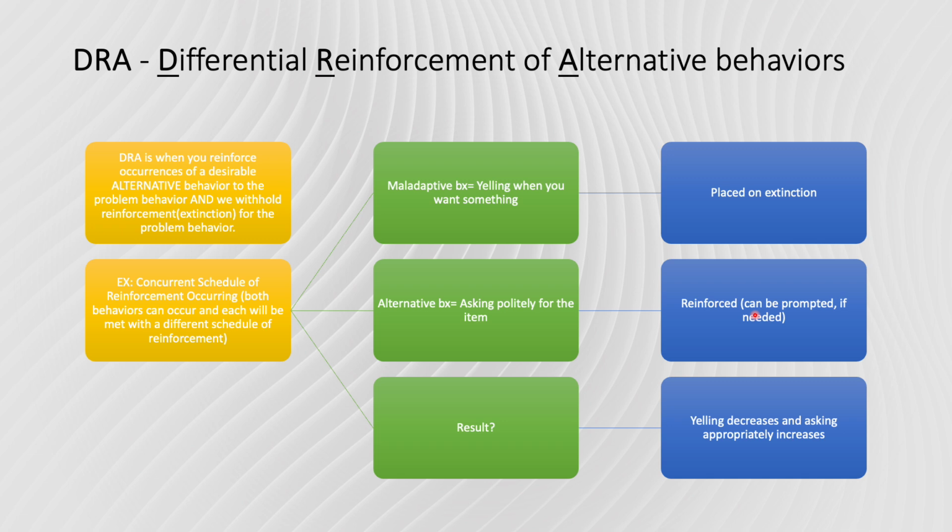And so then what results usually is we'll see a decrease in the maladaptive behavior. So the yelling will decrease, and then we'll see an increase in the appropriate behavior, in the alternative behavior that you've been reinforcing. So that behavior of asking, in this case, will increase.